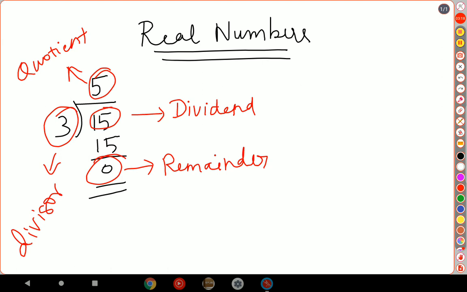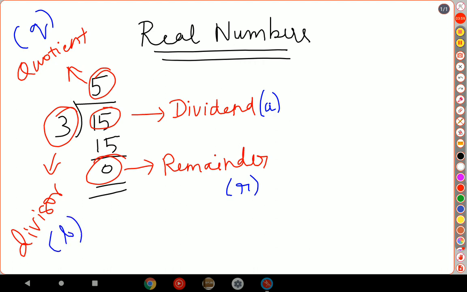Now, okay, we have divided a number. We have named each number. Now what are we going to do? Now, let me name them. What shall I name them? I'll take another color. Let me name dividend as A. Let me name reminder as R. And let me name quotient as Q. And let me name divisor as B.